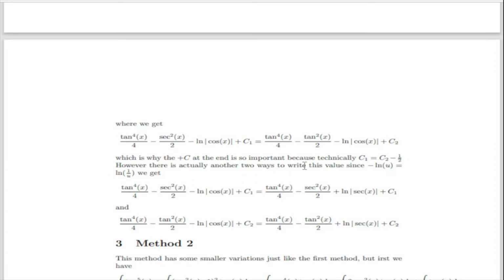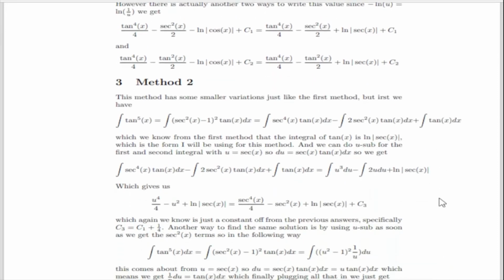However, there's actually another two ways to write this value, since the negative ln of u equals ln of 1 over u. So we get tan to the fourth of x over 4 minus secant squared of x over 2 minus ln of the absolute value of cosine x plus c1 is the same as those two terms are the same. The c1 is the same, but this is plus ln of secant x rather than minus ln of cosine x. We can do the same for the tan version of it with c2, and that's our solution.